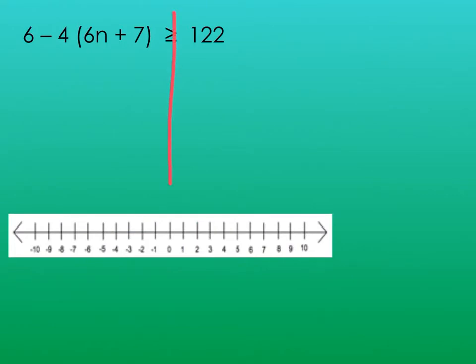On this example, I see that I have to start by distributing. So I have 6 minus 24n minus 28 is greater than or equal to 122. I'll combine my like terms. That would give me negative 24n minus 22 is greater than or equal to 122. Then I'll add 22 to both sides. That gives me negative 24n is greater than or equal to 144.